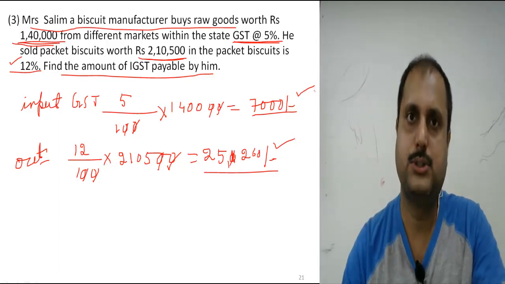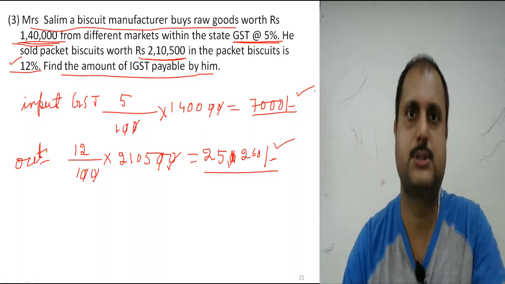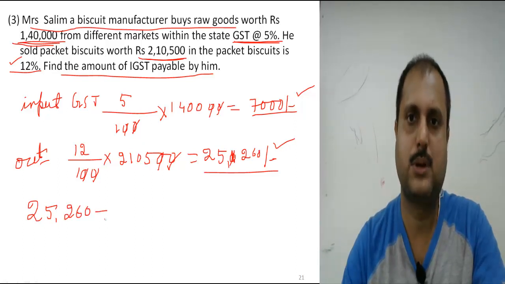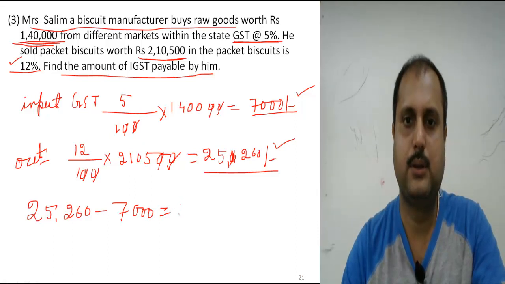Now if the output GST is more than the input GST, it will be called the GST payable. Now how much amount is this? To find out, 25,260, that is the output GST, you subtract the input GST, 7,000. So the total amount would be 18,260. So this is the total amount of GST payable.